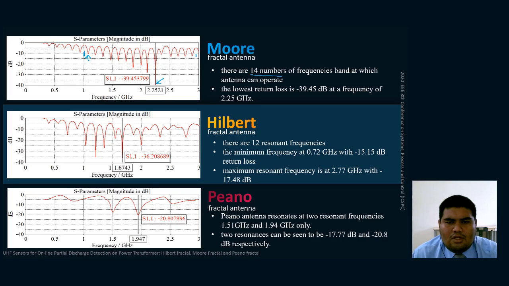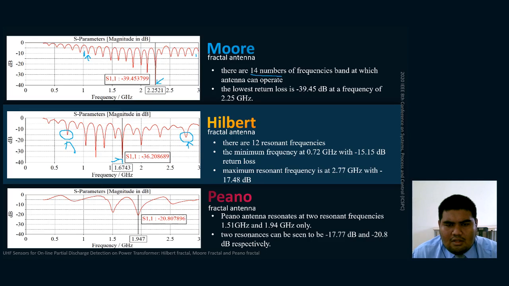The second graph shows the minimum return loss of the Hilbert antenna is about negative 36.2 dB at 1.6743 GHz at the resonant frequency. It shows that there are 12 resonant frequencies, with the minimum frequency at 0.72 GHz with negative 15.15 dB return loss, while the maximum resonant frequency is at 2.77 GHz with negative 70.48 dB, which is near to the UHF frequency for PD detection.